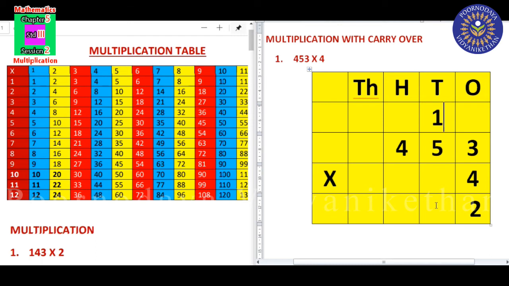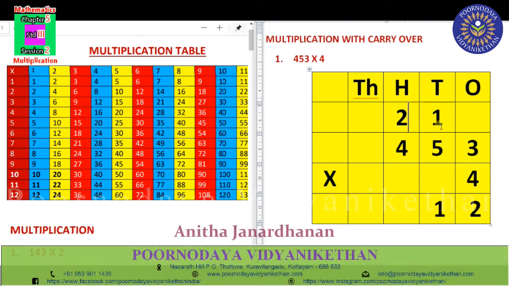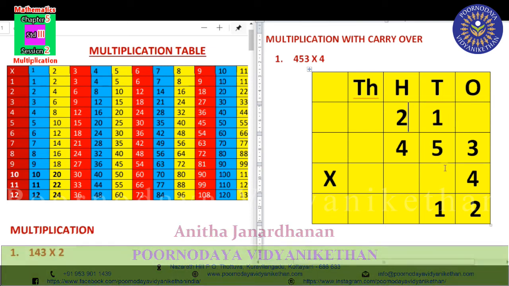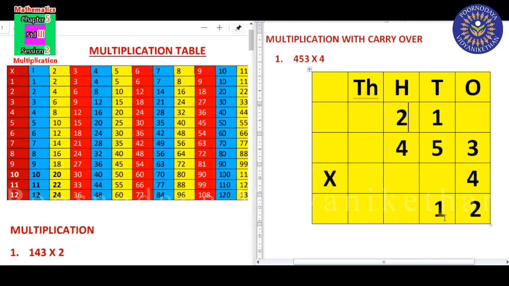21 is also a 2-digit number. So in the tens place you have to write 1. So what's the carryover? 2 is the carryover. How did we get this 2? 5 4s are 20. 20 plus this carryover 1. 20 plus 1 is 21. So that 1 you have to write here in the tens place and 2 is the carryover. Write it in the hundreds place. Clear?